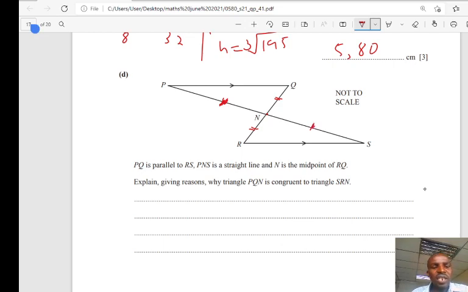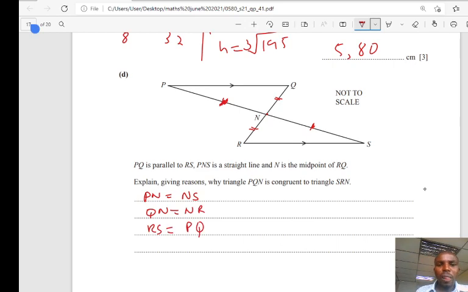Then explain, giving reasons, why triangle PQN is congruent to triangle SRN. Congruence in terms of angles and sides. So you can check here. We have this side PN is equal to NS on the other triangle. Then also you have QN and NR. Then RS and PQ.